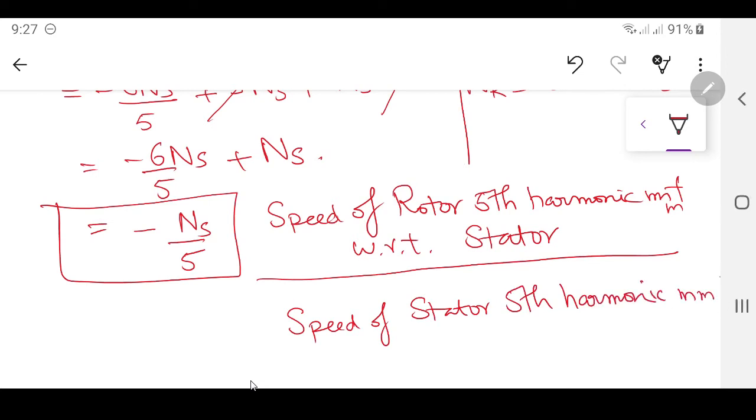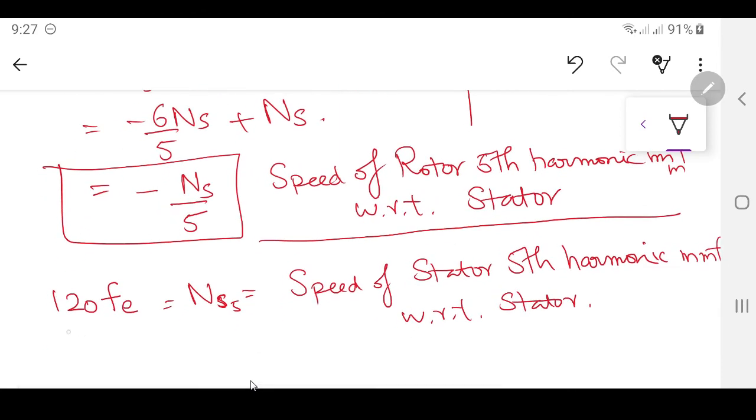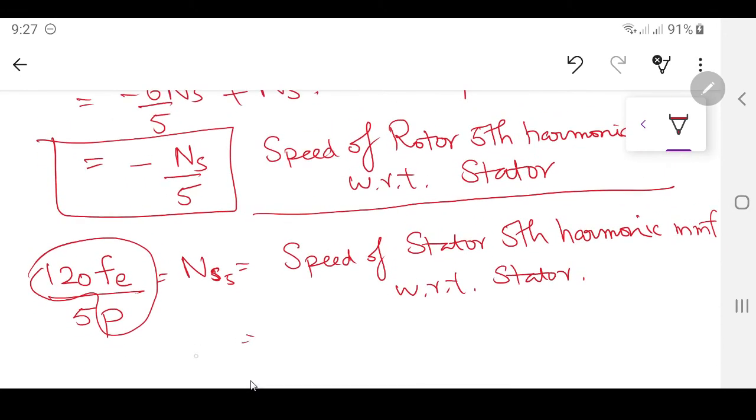fifth harmonic MMF with respect to stator. We already know this formula. This was NS5, equal to 120 F electrical, divided by 5P. And what was this equal to? This term over here was equal to NS, so we can write it over here as NS by 5. And we have to add the negative sign. Why the negative sign? Because we know the fifth harmonic is moving in the opposite direction.